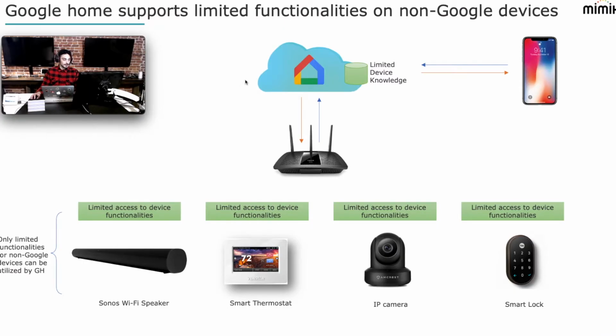The reason that you cannot access all of the APIs shown in the previous two examples is that the Google Cloud only has limited device knowledge. Since all the device knowledge is managed and stored on the cloud, when an application wants to send a request to an IoT device, they are at the mercy of what's supported by the cloud. In this instance, if there is an IoT device that is non-Google manufactured or non-Google supported, they will only have limited access to device functionalities.